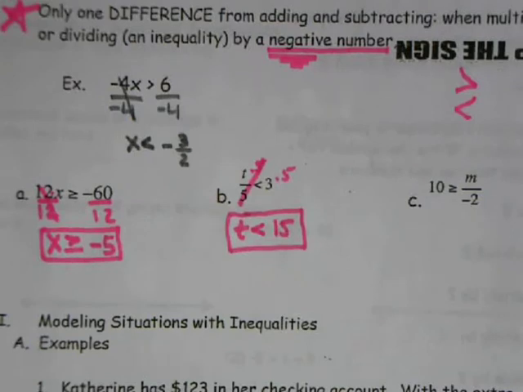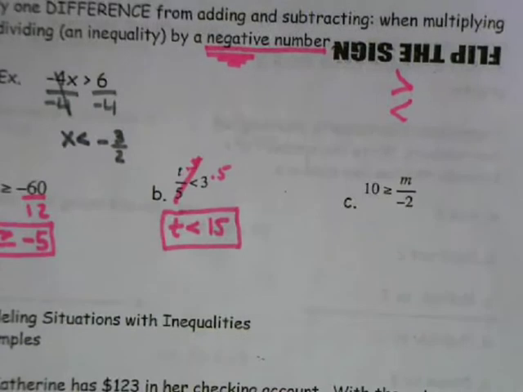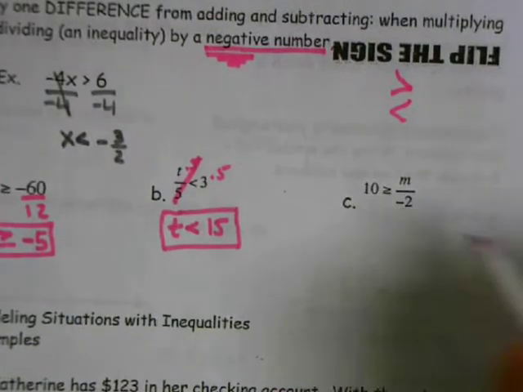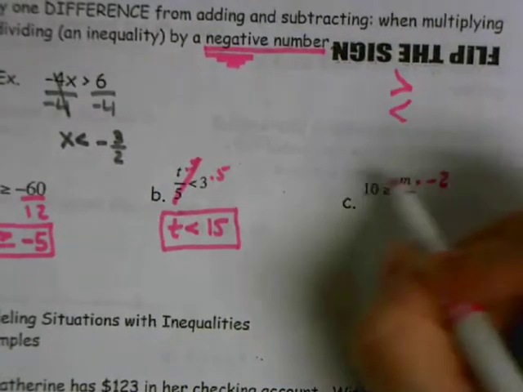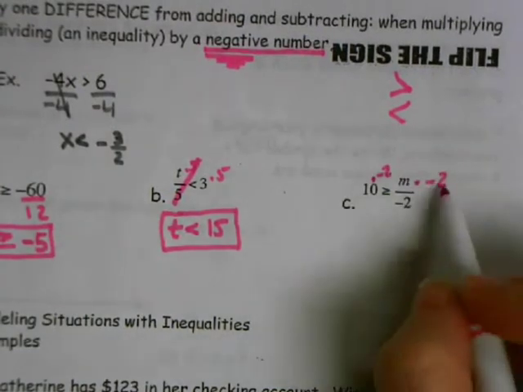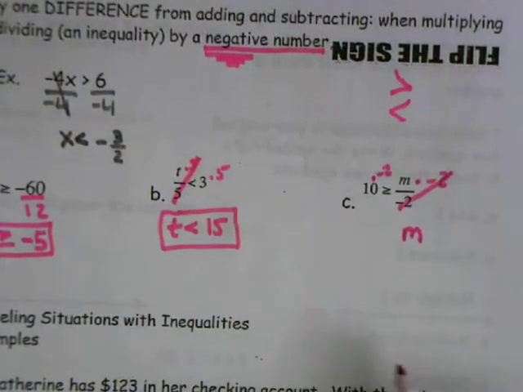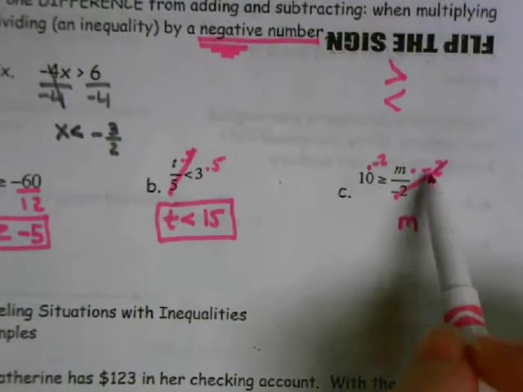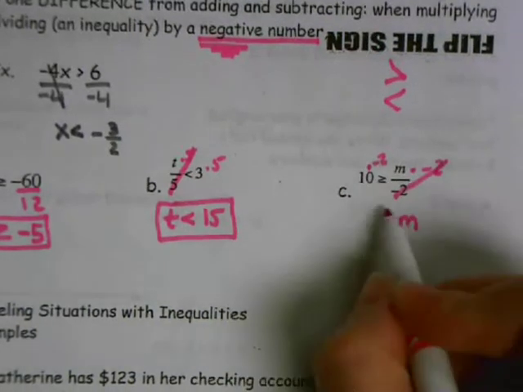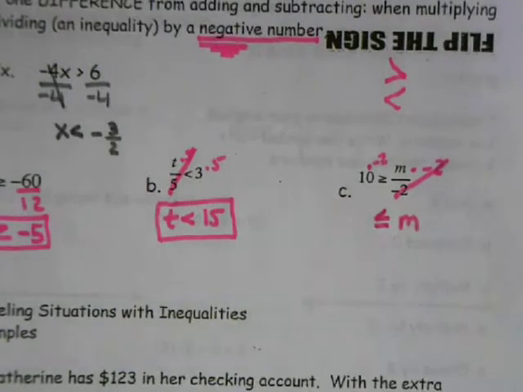Okay. Let's try the last one over here. We're trying to get the m by itself. So how do you get rid of dividing by negative 2? You multiply by negative 2. Multiply by negative 2. On the right-hand side, negative 2 divided by negative 2. Bye-bye. See ya. Bring down our m. Now, do we flip the sign here? Were we multiplying or dividing by a negative number? Yeah, we were. Negative 2. So that means we have to flip the direction of this sign. Instead of greater than or equal to, it becomes less than or equal to, like this.